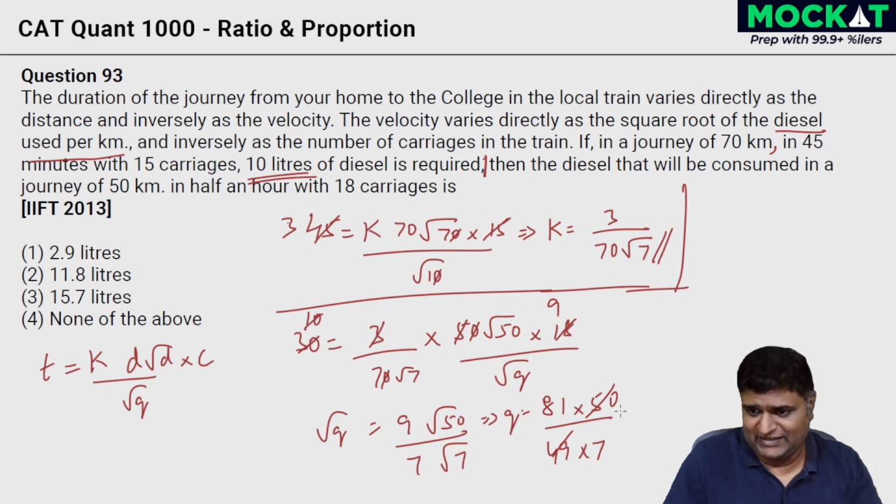So 81 by 7 is going to be what? 7 11s are 77, and then 11 4 by 7, but 50 by 49 I just cancelled. It's a little more, 1 point something. So 11 4 by 7, and I add another 2% to it or something like that, probably close to 11 5 by 7, 11 6 by 7. Closest is option 2. Option 2, 11.8 liters is the answer here.